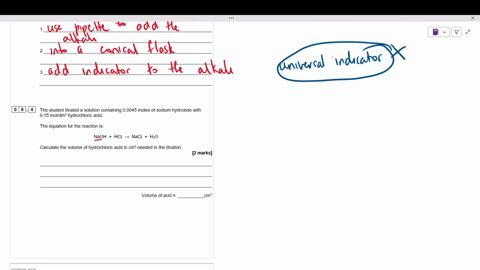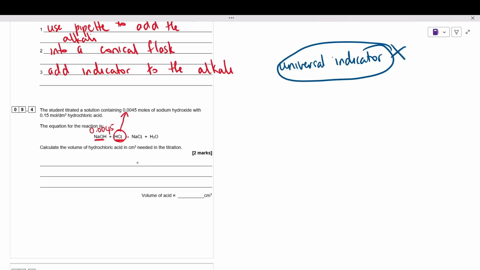Okay, so we're concerned with sodium hydroxide and hydrochloric acid. So it mentioned that we have 0.0045 moles of my sodium hydroxide, and these are in a 1-to-1 mole ratio, which means that this is the same as that number of moles, just the same. So all I need to do is calculate the volume directly. I don't need to do much right now, really.